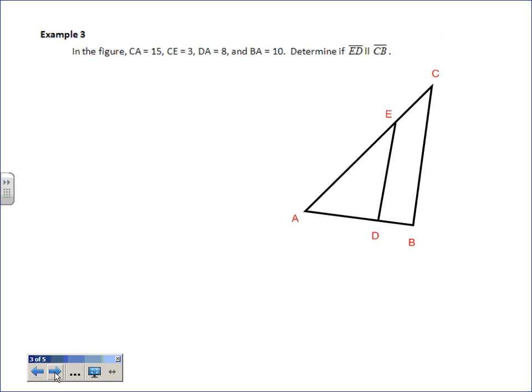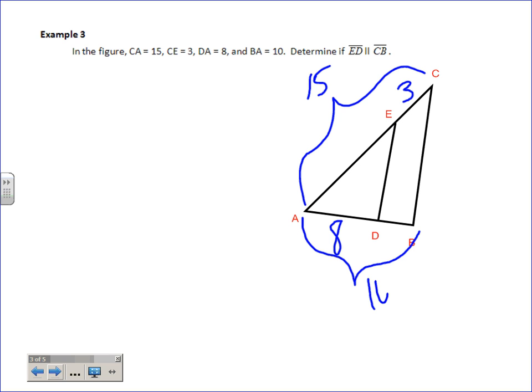Well, now it gives you a bunch of information. It says determine if ED and CB are parallel. Well, let's put the information in and find out. CA is 15. CE is 3. DA is 8. And AB is 10. Well, if they are parallel, that little pattern that we chose to do should work, all right? And remember, whatever pattern you want to start with, as long as you follow it, you should be fine, as long as you stay away from those parallel lines or the ones you think might be parallel.